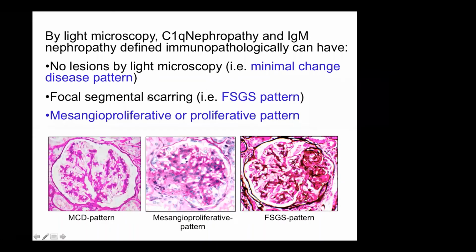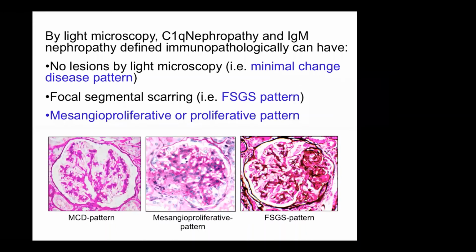They may have focal segmental scarring or a mesangial proliferative or proliferative pattern, but that's what they say in the books. What I was told by Dr. Janet is that almost always they look like minimal change. They stain for either IgM or C1q and they present with proteinuria.